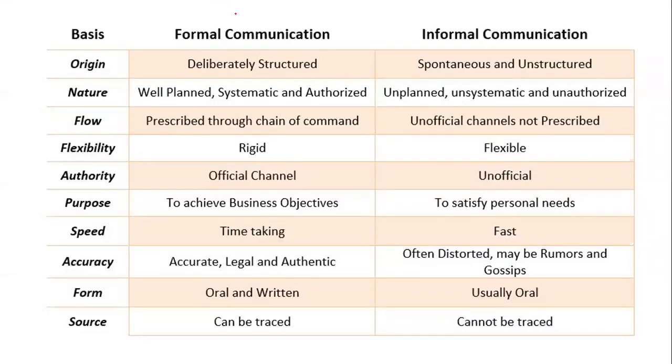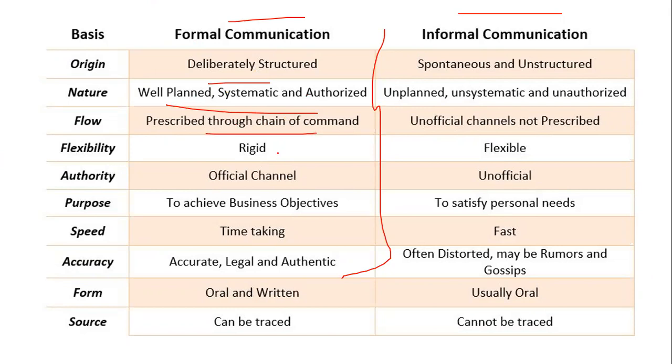Okay. Then we have the bifurcation between formal and informal communication. Another word for formal communication is corporate communication or business communication. Informal communication is basically conducted in a casual way, or in a very unstructured manner. So let's have a look. Formal communication is very structured, very planned, systematically conducted. It is rigid. As I said, you cannot do things the way you want. You have to follow the norms and conditions. So it is rigid. Yes, it is time taking. It is more authentic. It is legal. It is oral and written, and it can be traced.